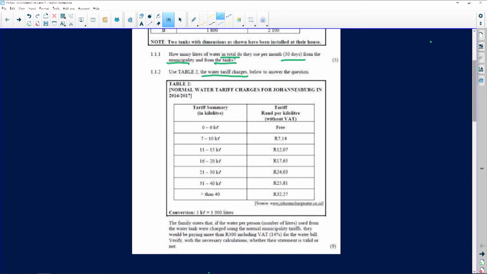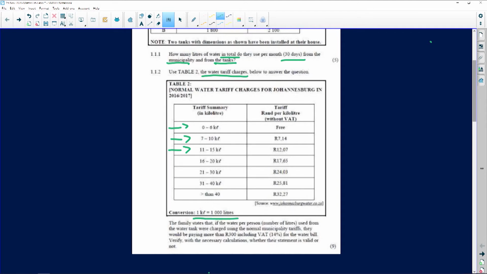It tells us that from 0 to 6 kiloliters, it's going to be free. From 7 to 10, it's going to be 7 Rand 14 per kiloliter. From 11 to 15 is going to be 12.7 cents per liter, and so on and so on. And then we have a nice little conversion over there that tells us in terms of kiloliters.